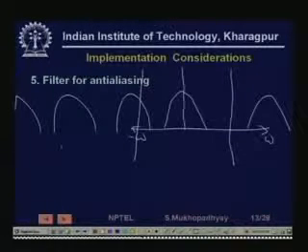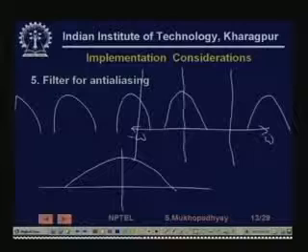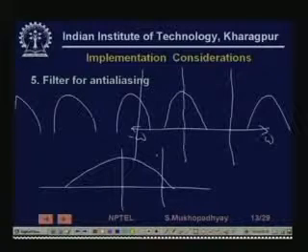Now imagine that you make the sampling frequency low. I am just exaggerating the other way. Suppose the signal has this bandwidth and you are sampling it at this frequency. Then these lobes will come and start overlapping. So this will be one of the lobes and probably this will be the other lobe.